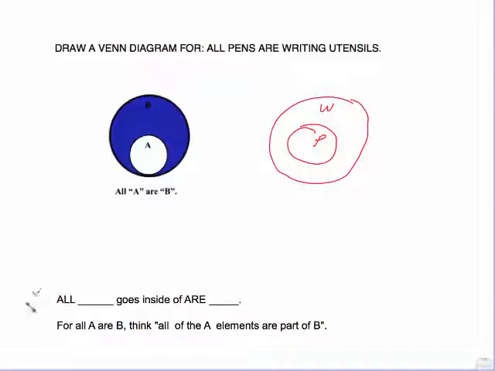Two things about all. One is whatever follows the word all goes inside of the word that follows are. So all pens, that's why this is inside, because it followed all, are writing utensils, and that's why that was the bigger set. And the other thing is, when you see all A are B, think what we're really talking about is all of the A elements are part of B. All of the A elements are part of the bigger B set.